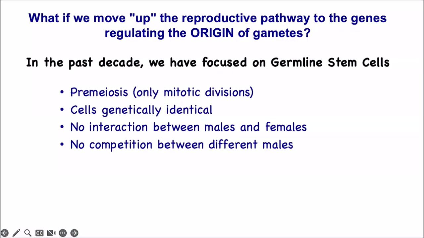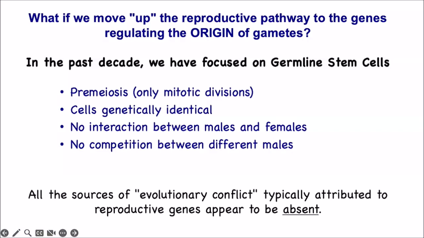when we focused on these genes, again, the germline stem cell genes, the immortal cells, so to speak, that are responsible for either renewing as germline stem cells or differentiating to form eggs and sperm, they're all premeiotic. They're genetically identical. There's no interaction between males and females and no competition between different males. So we thought, okay, there shouldn't be much positive selection going on at all. We might see one or a few genes, which would simplify our analyses. So all these traditional evolutionary conflicts seem to be absent.